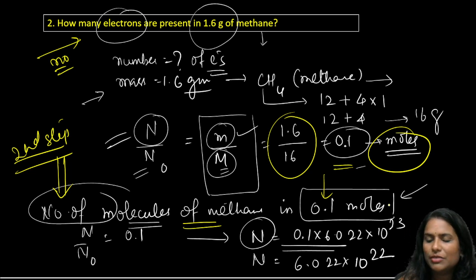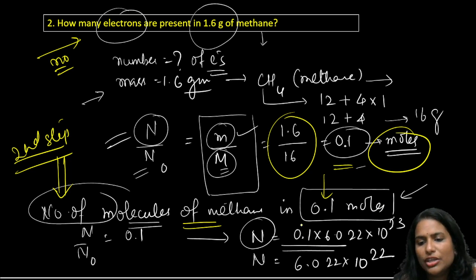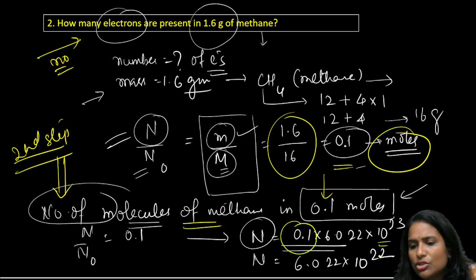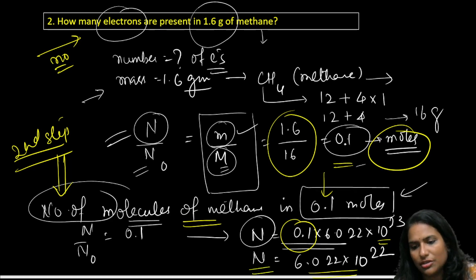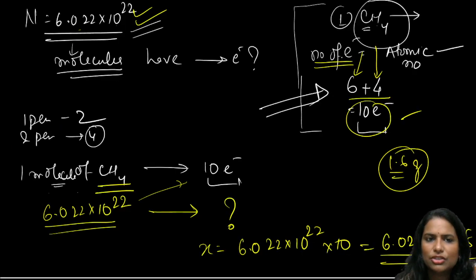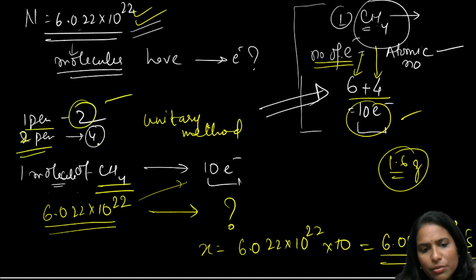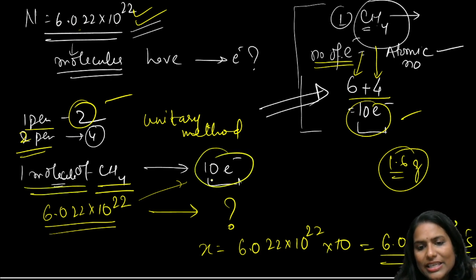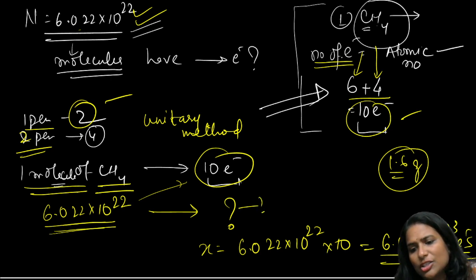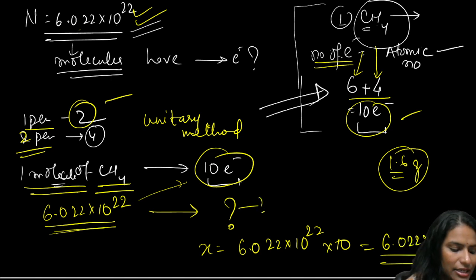So the number of molecules of methane in 0.1 moles will be equal to 0.1 into this, so you got this many molecules, right? And then later we put this in the formula, with the concept of the unitary method. This is how we have solved this. Unitary method: when a pen costs 2 rupees, 2 pens cost 4 rupees. Similarly, one molecule of methane has 10 electrons, so this many molecules of methane will have how many electrons, right? So this is 6.022 into 10 to the power 23 electrons.